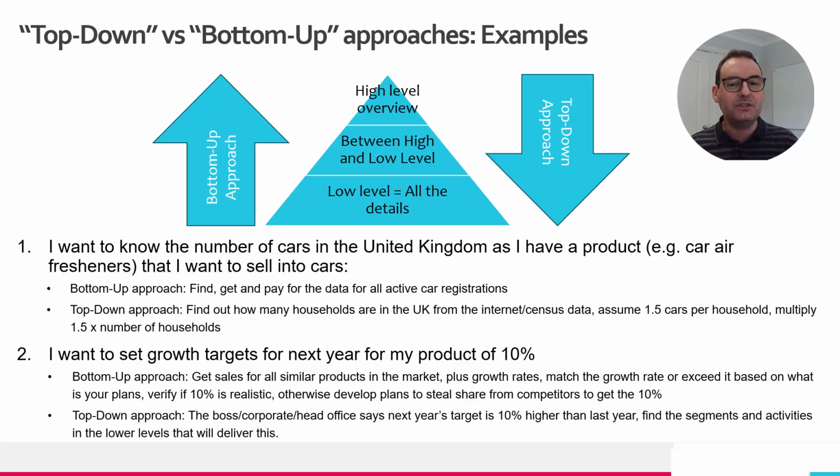So you can make an assumption, there's 1.5 cars per household, and you multiply 1.5 times the number of households, gives you the number of cars. And then like that, you have an answer in a day, and even in an hour from a top-down type approach.